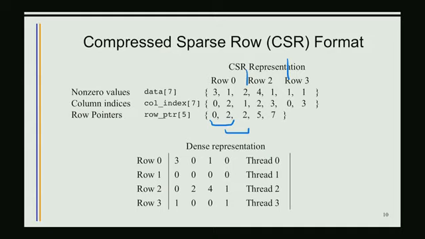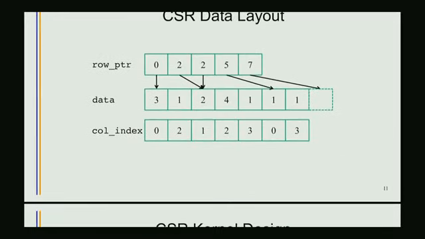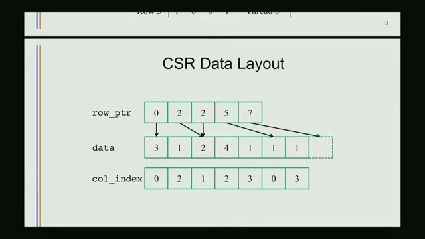Okay. Let me show you what this looks like from the perspective of the data. Okay, so here is the data. Here is the column index. Hopefully that's very clear to you. And what the row pointer tells us is where in the data do the various rows start and stop. Any questions on this? Yes?